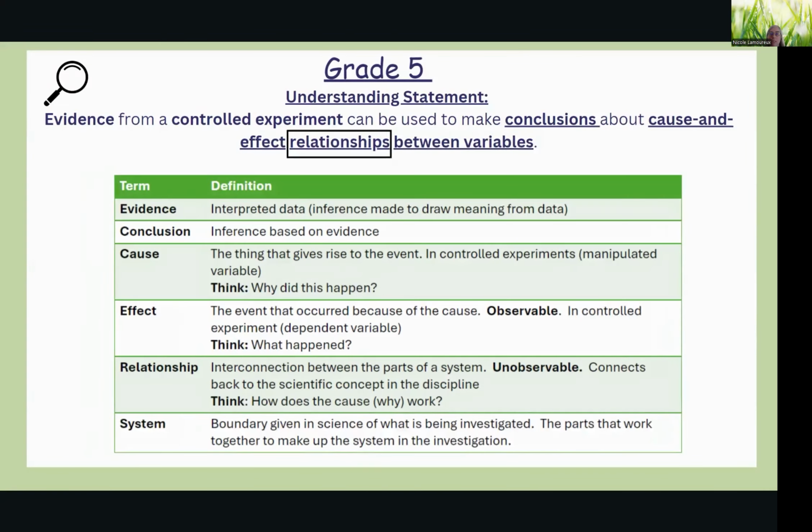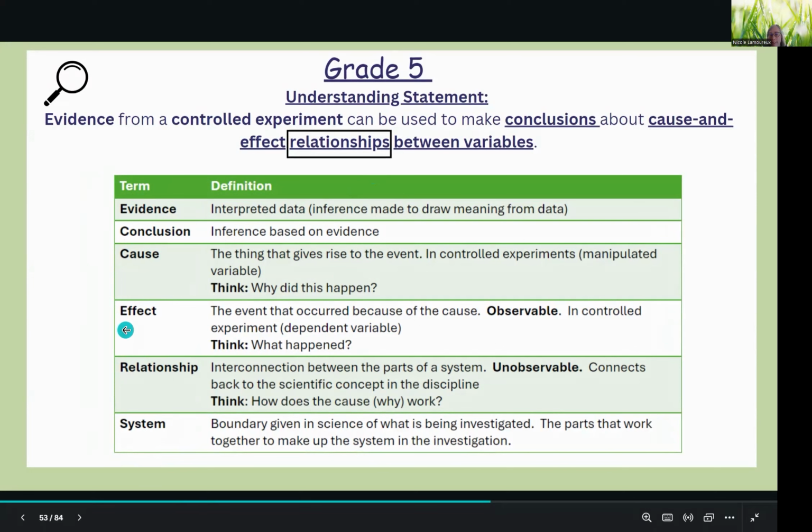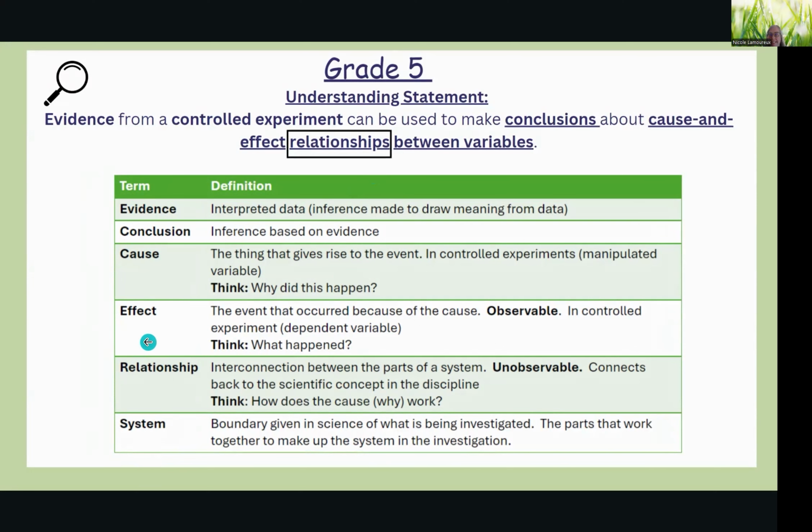So let's unpack this a little bit. We know that evidence is interpreted data, and a conclusion is using evidence to make an inference or to answer the question that they're investigating. Small scale investigation, we have bigger ones. So I have defined here cause and effect relationship. I'm going to start with effect because that is what we see in science. That's what's observable, right? So it's the event that occurred. It's because of a cause. And in a controlled experiment, it's the dependent variable.